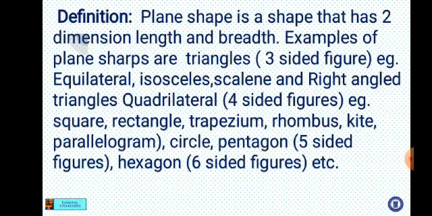The next one is circle. The next one is pentagon, which is five-sided figures. Hexagon, six-sided figures, and so on.